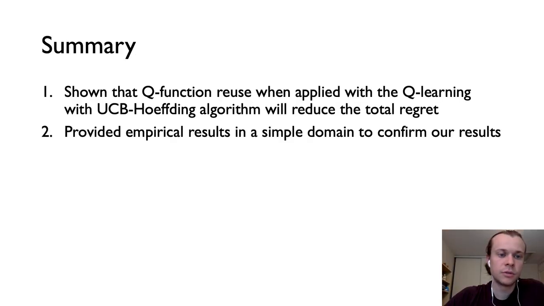To conclude, we'd like to summarize the main contributions of this work. Firstly, we provided theoretical results showing that Q function reuse, when applied with the Q learning with upper confidence bound Hoeffding algorithm, will indeed reduce the total regret. Secondly, we provided empirical results in a simple environment to confirm that our theoretical results are true. We aren't aware of other theoretical work for transfer learning in reinforcement learning. If any of you know of such work, we'd be interested to hear about it.